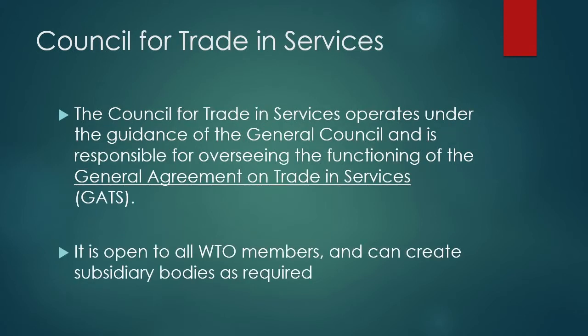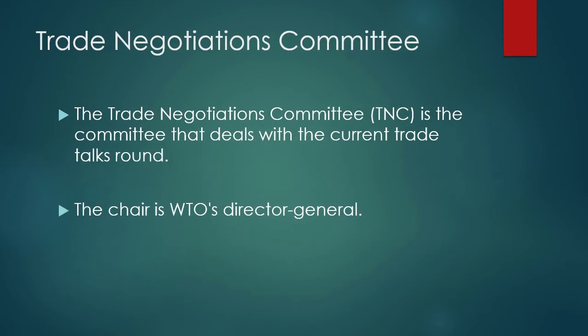The Council for Trade in Services operates under the guidance of the General Council and is responsible for overseeing the functioning of the General Agreement on Trade in Services, or the GATS agreement. It is open to all WTO members and can create subsidiary bodies as required. The Trade Negotiations Committee, the TNC, is the committee that deals with the current trade talks round. The chair of the TNC is the WTO's Director General.